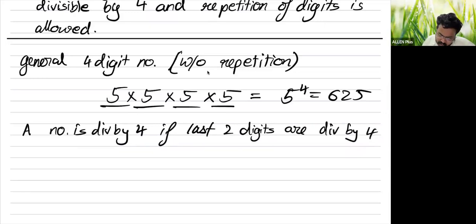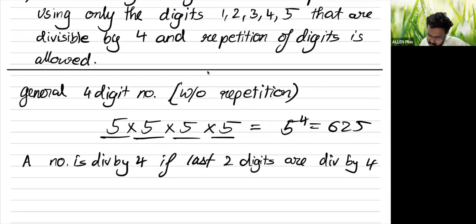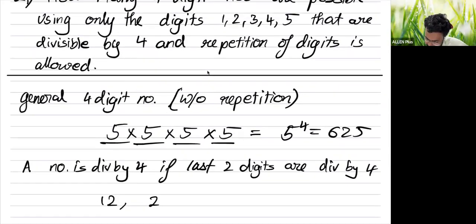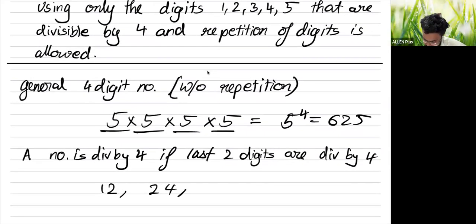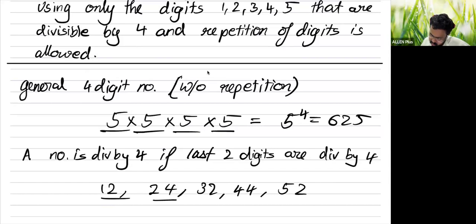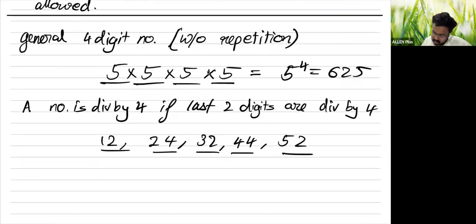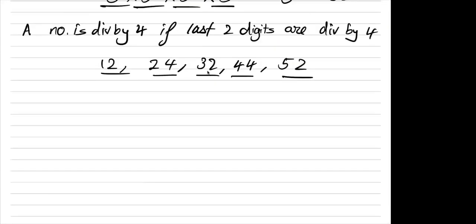Okay. So what are the last 2 digit combinations possible? Since we are allowed 1, 2, 3, 4, and 5, the smallest number that is possible is 12, then 24, then 32, then 44, then 52. These are the only 5 2-digit numbers that can be made out of these digits 1, 2, 3, 4, and 5 that are divisible by 4. Can everyone verify this? These are the only possibilities. There are no more possibilities. Yes, sir. Correct.